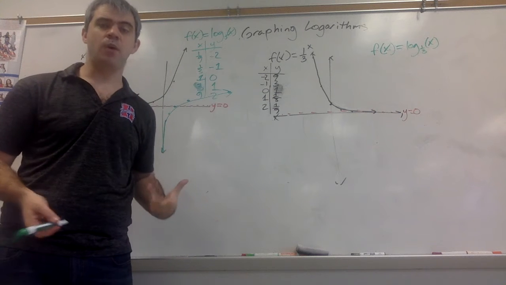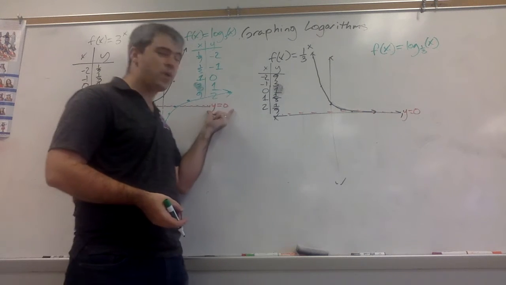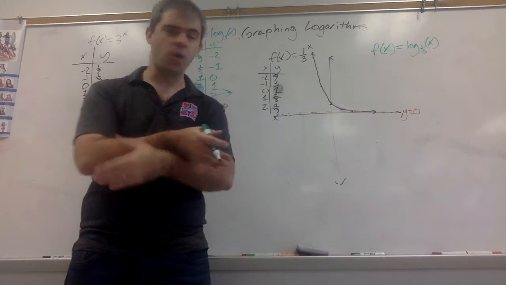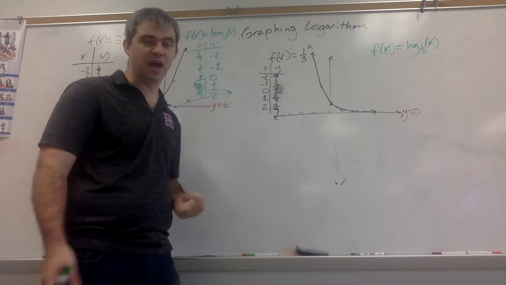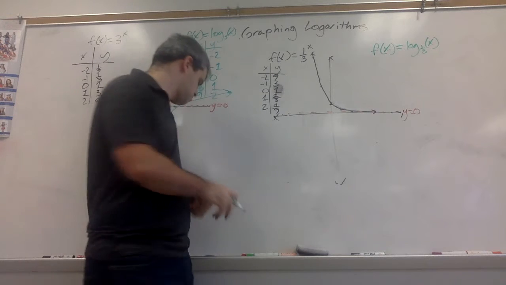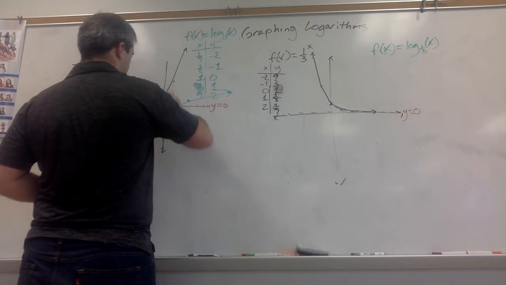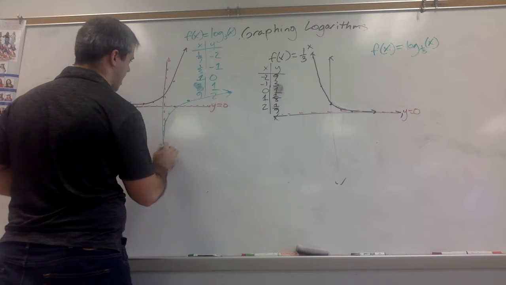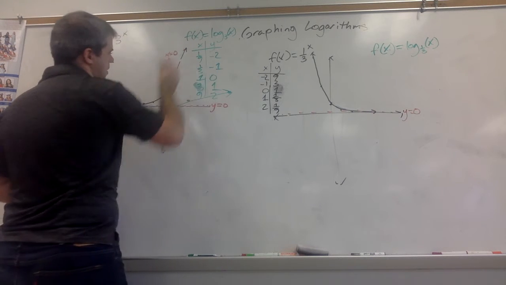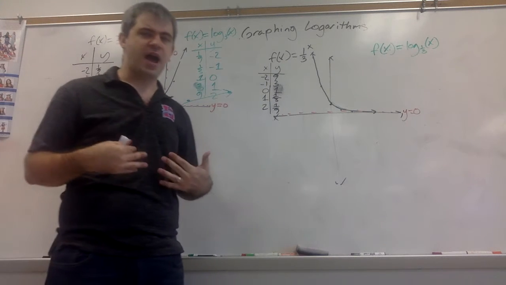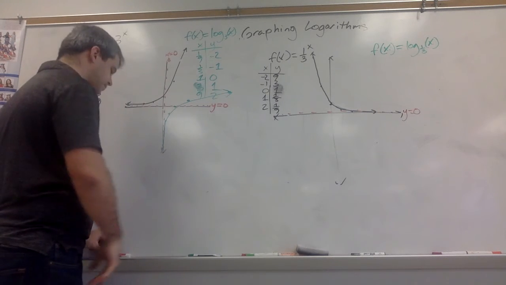Another way of figuring out what your asymptote is: we had an asymptote at y equals 0. Well, if you switch x and y, y equals 0 becomes x equals 0. So we get a vertical asymptote for my logarithmic graph, x equals 0.